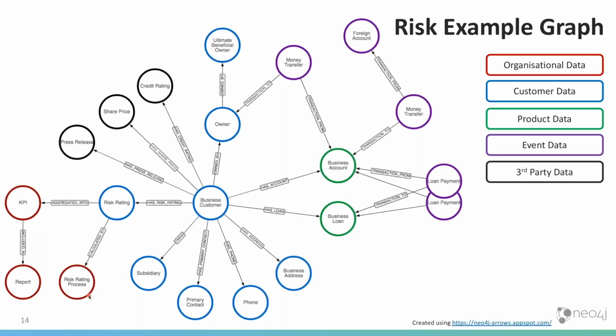So here in red, we have more of our organizational data. We can see that this risk rating is aggregated up into a KPI, which is then included in a report, right, that would be given to the board or indeed maybe a regulating body.